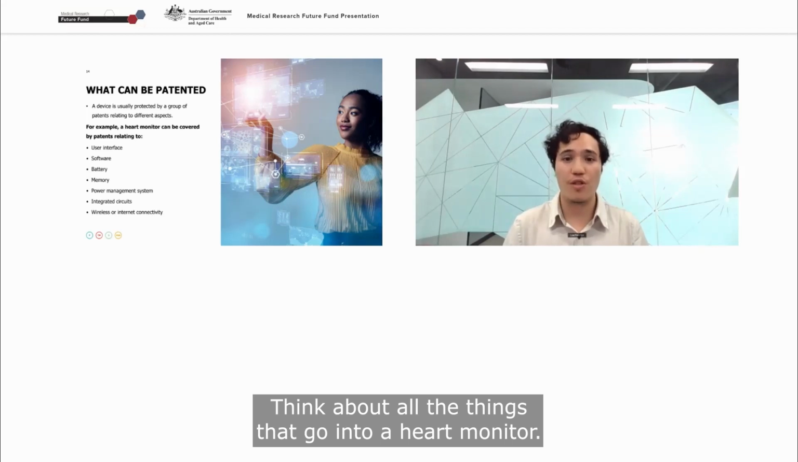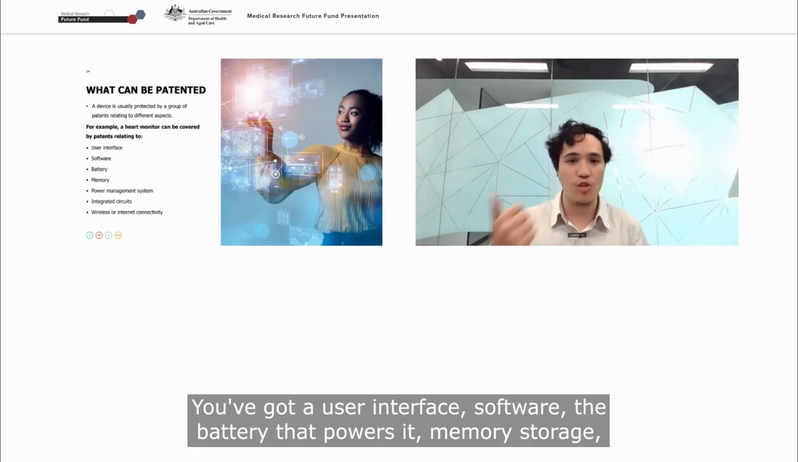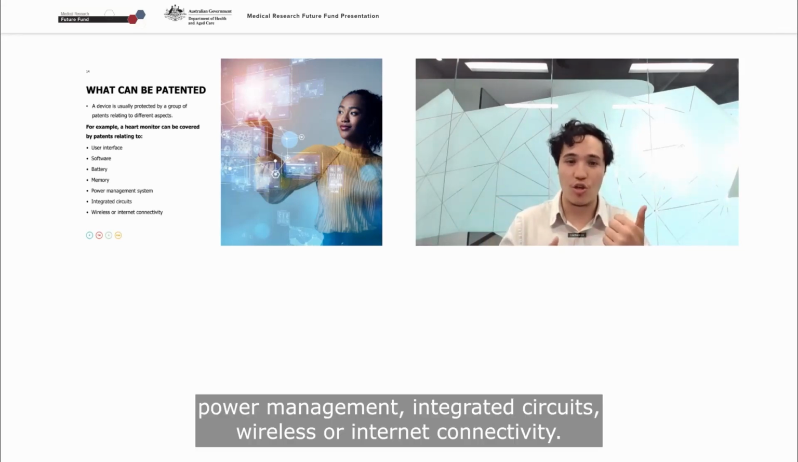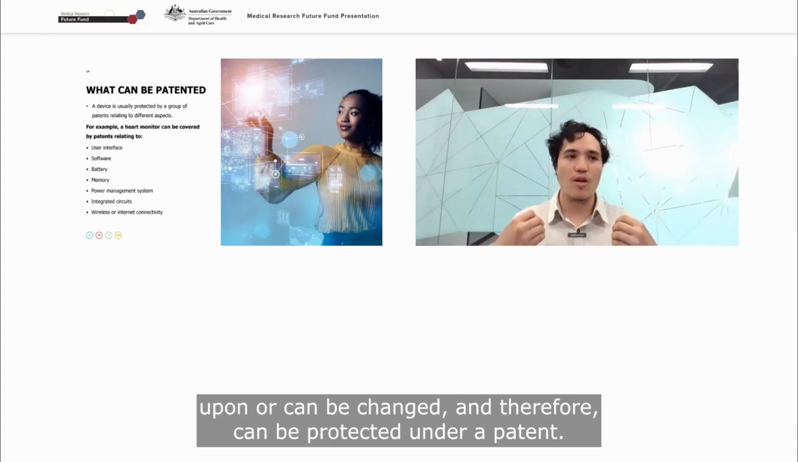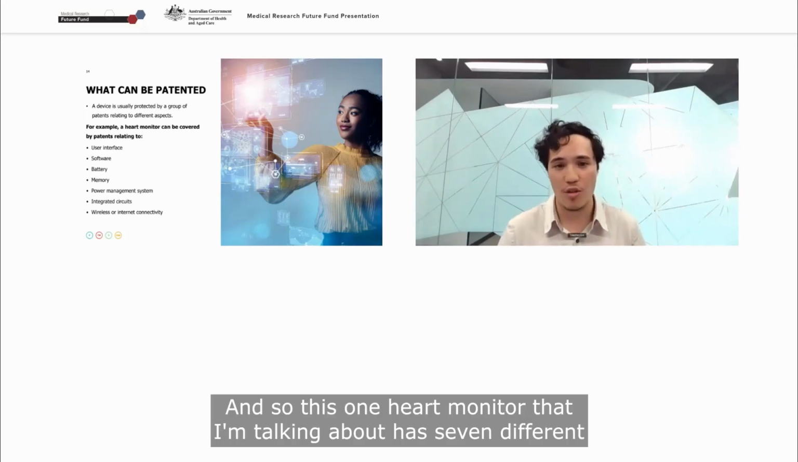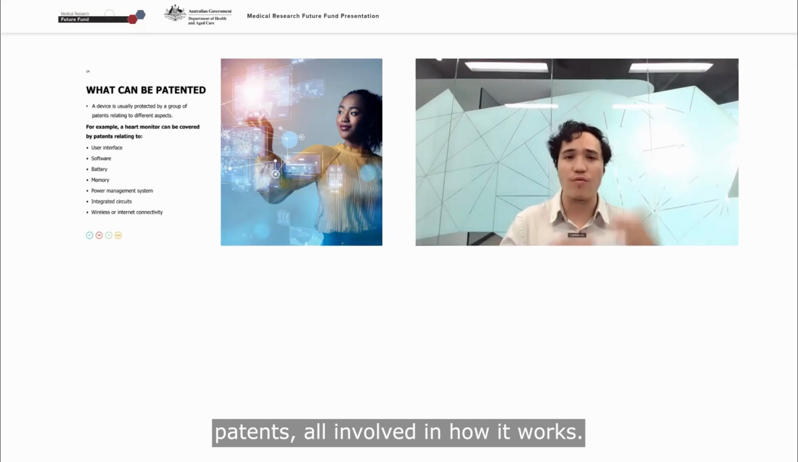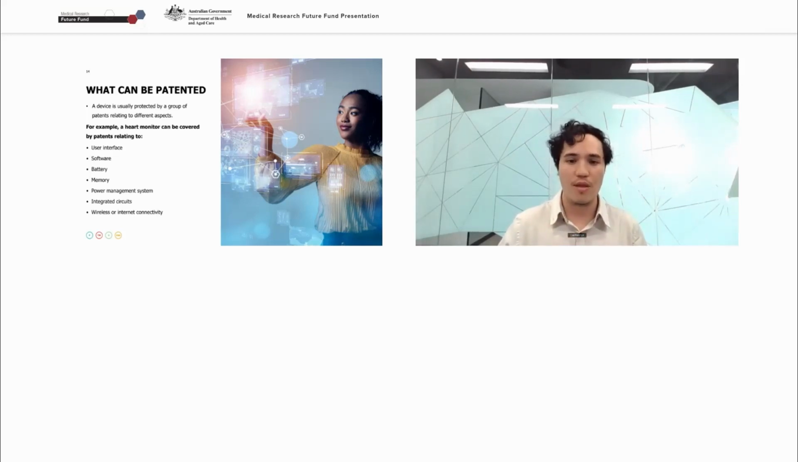Think about all the things that go into a heart monitor. You've got a user interface, software, the battery that powers it, memory storage, power management, integrated circuits, wireless or internet connectivity. Altogether, that makes a heart monitor, but each of these things can be improved upon or can be changed and therefore can be protected under a patent. And so this one heart monitor that I'm talking about has 7 different patents, all involved in how it works.